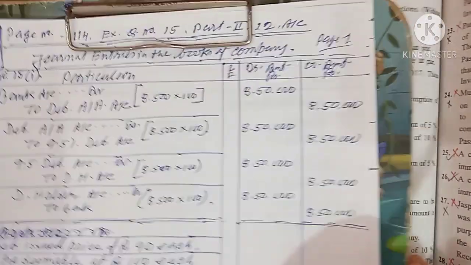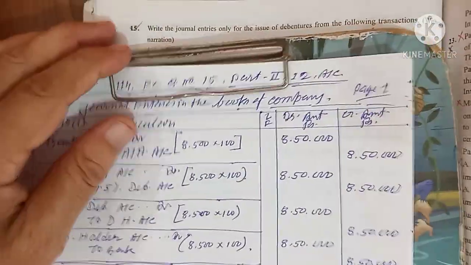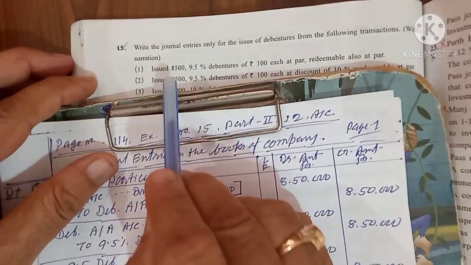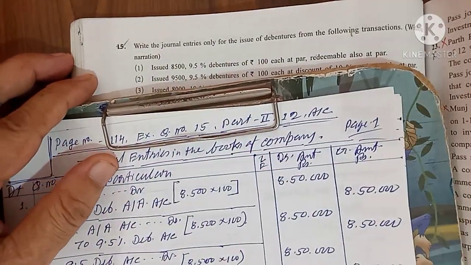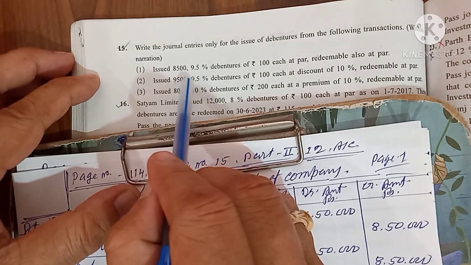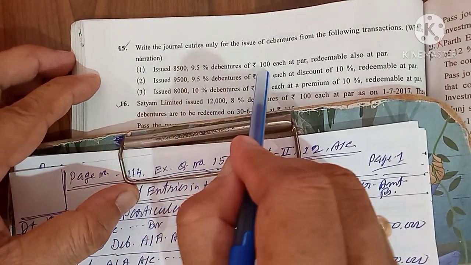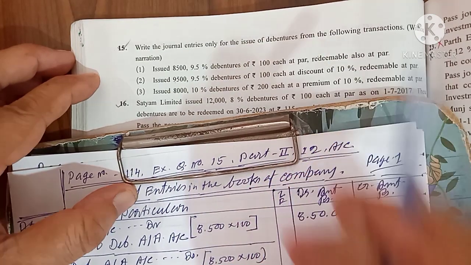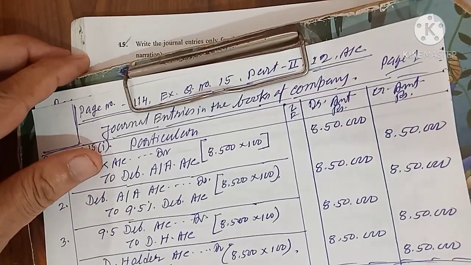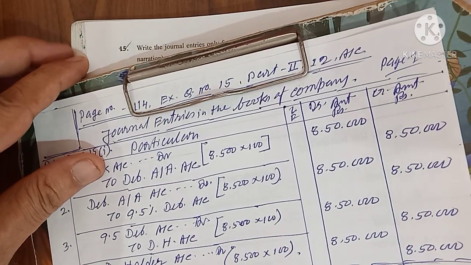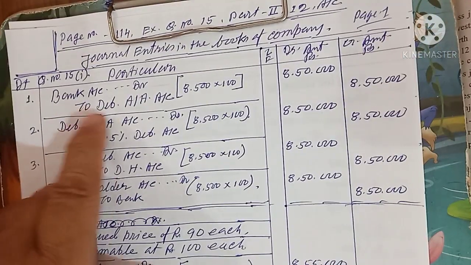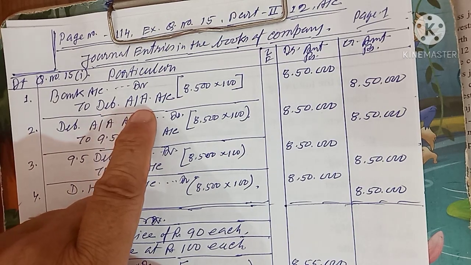Once again I want to tell you the first one. Whatever is given: 8,500 9.5% debentures issued at rupees 100 at par and redeemable also at par. First we will pass the journal entries for the issue of debenture. So for the issue of debenture, the first journal is Bank account debit to Debenture Application and Allotment account.